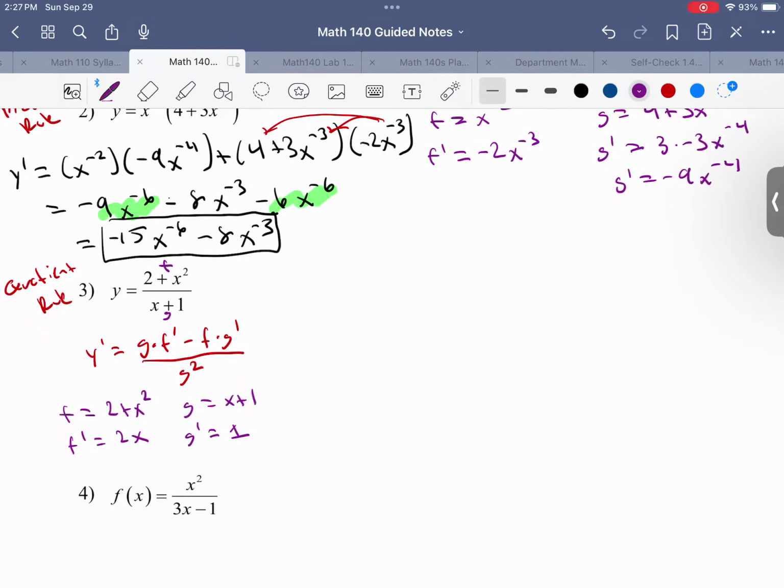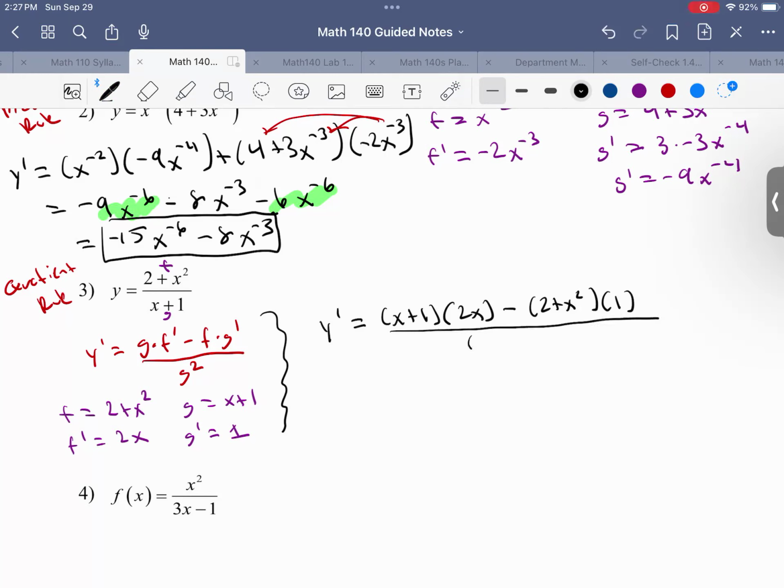Okay, so if you put this all together, what we end up with is y prime equals g, which is x plus 1, times f prime, which is 2x, minus f, which is 2 plus x squared, times g prime, which is just 1, all over g squared, which is x plus 1 squared. Okay, so once again, this is a correct setup.